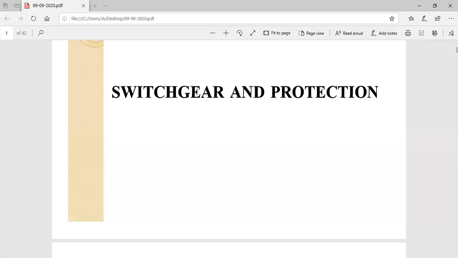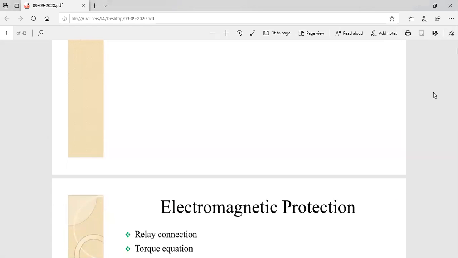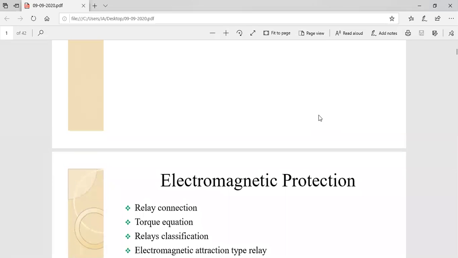Okay, students. In the last class, we had some discussion about types of relays and some basic terminology related to relays. We also discussed some types of relays, like electromagnetic attraction type relays, the solenoid type relays, that means attracted armature type and balanced beam type relays. We also saw the advantages, disadvantages and applications of those types of relays.